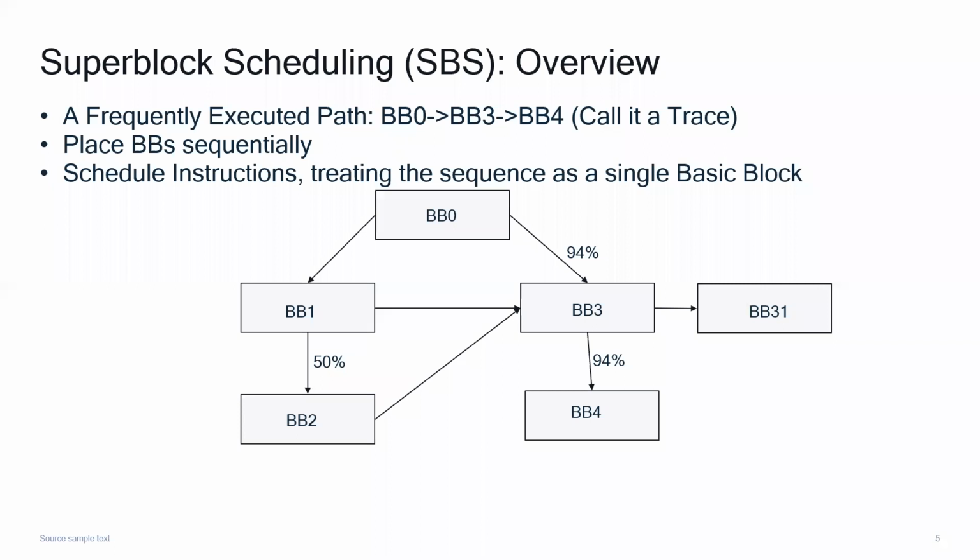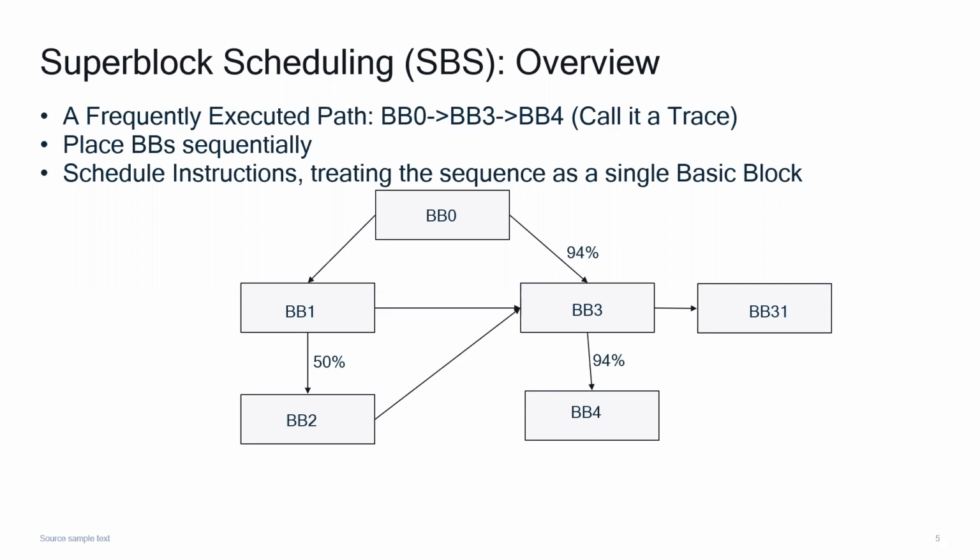We have an answer BB3 coming from Prajwal Krishna. Yes. Why is that? What if we place bb1 immediately behind bb0? What if bb1 was the fall through of bb0?